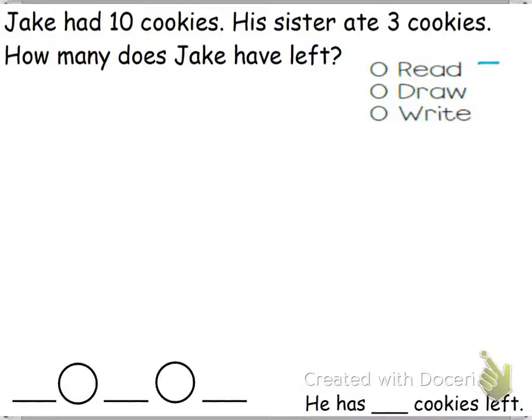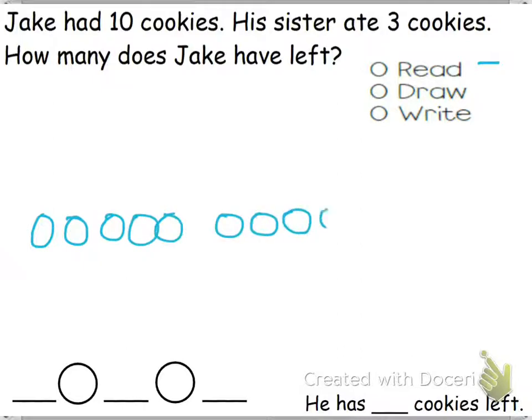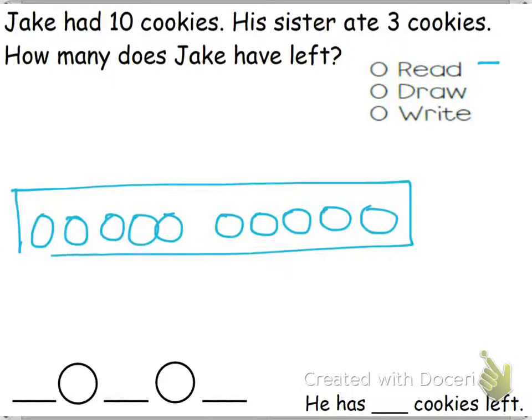Well, can I draw something? Well, of course I can. I can draw the 10 cookies. So I'm going to draw the 10 cookies. Now, what did we just say that the 10 was? 10 was our what? Good, our whole. So I'll put 10 C for cookies. And since it's our whole, the 10 is going to go at the top and not inside the box. Okay? Now let's keep on going.